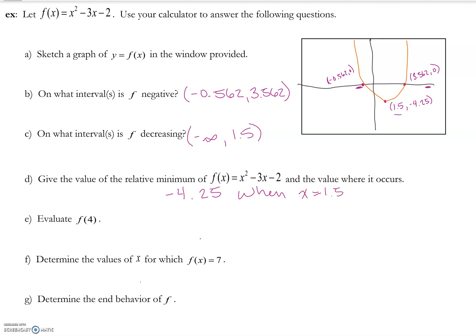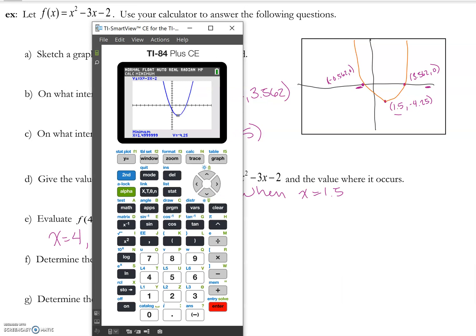For part E, evaluate f of 4, and part F, determine the x values for which f of x equals 7, we'll need our graphing calculator again. So part E, evaluate f of 4. Remember, that's asking me when x equals 4, what does the y value equal? So I'm going to go back to my graphing calculator.